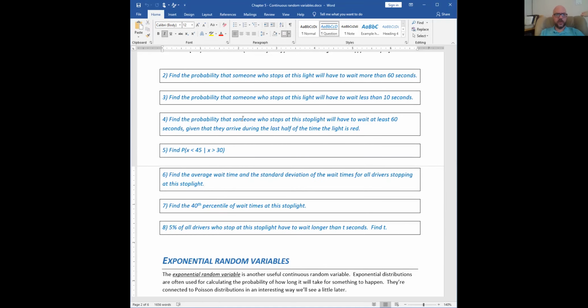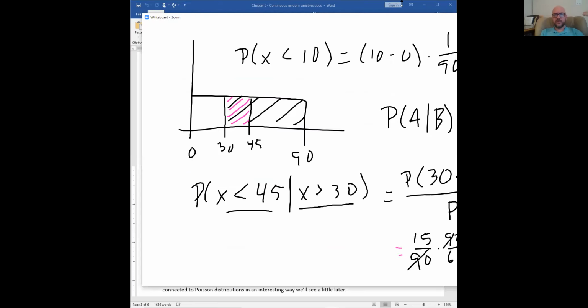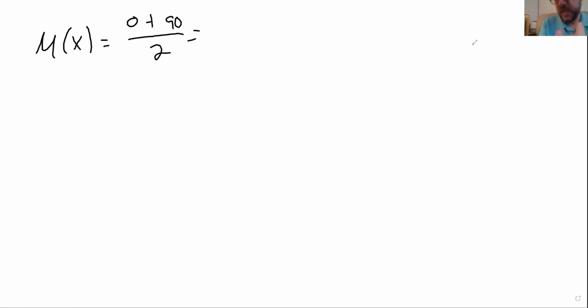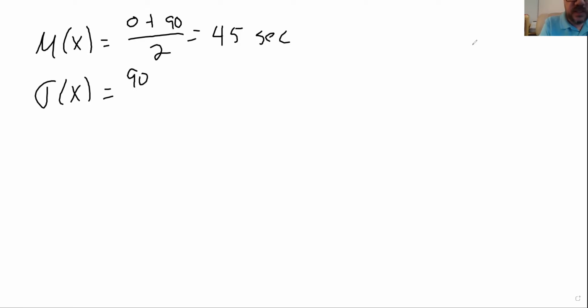So number 6 here. Let's go back to the whiteboard. I'm going to clean off most of this. So we know that mu of x equals 0 plus 90 over 2, or just the average. It's right in the middle. This is 45 seconds. And then the standard deviation is b minus a, so 90 minus 0 over the square root of 12, which is, I don't remember what that is, like 25 seconds or something? Let's go look.